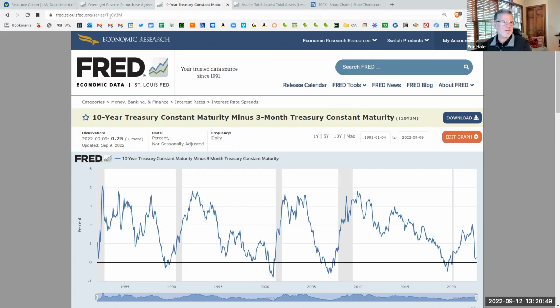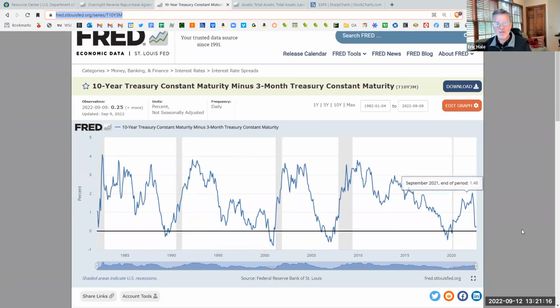By the way, if you want to go to FRED, this is the St. Louis Federal Reserve, at fred.stlouisfed.org/series. It's T10Y3M. So it's the Treasury 10-year and the 3-month. I apologize, I said 10-month. It's the 10-year constant maturity, and you can get this and look at it for yourself.